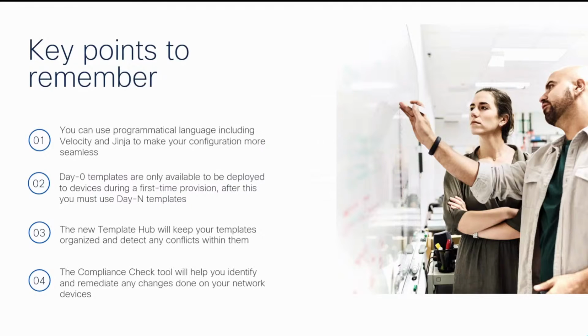both Velocity and Jinja. Day zero templates are only available to be deployed to devices during first time provision. After this, you must use day end templates. The template hub will keep your templates organized and detect any conflicts within them. Make sure to use that template conflict option to review both design and runtime conflicts. Then finally, the compliance check tool will help you identify and remediate any changes done within your network devices to make sure that they are both matching your intent and increasing the security and operations of your network devices.